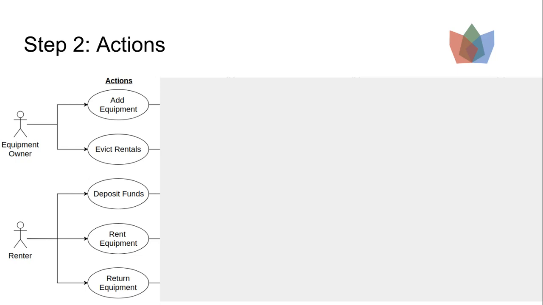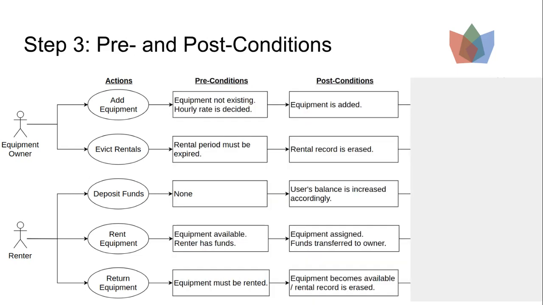And our roles. So there'll be 2 roles for this dApp, the equipment owner and the equipment renter. The equipment owner will have 2 different actions. Adding equipment, of course, that's just listing the equipment for rent. Evicting rentals once they've expired, once the rental period has expired and if the equipment has not been returned. The renter will be able to deposit funds into the smart contract so that they can rent equipment. And of course, they'll be able to return the equipment after their rental period is complete.